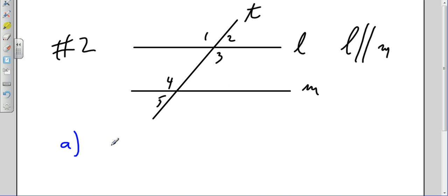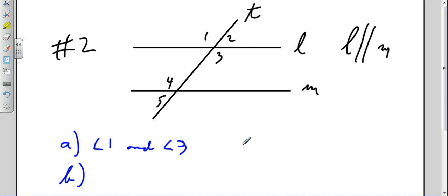So A, the vertical angles are 1 and angle 3. Now there's some other vertical angles, because 2 and the one that isn't marked is a vertical angle, 1 and one that's not marked, 5 and one that's not marked. Those are also vertical angles, but the only two vertical angles that are marked are 1 and 3, and vertical angles are equal.